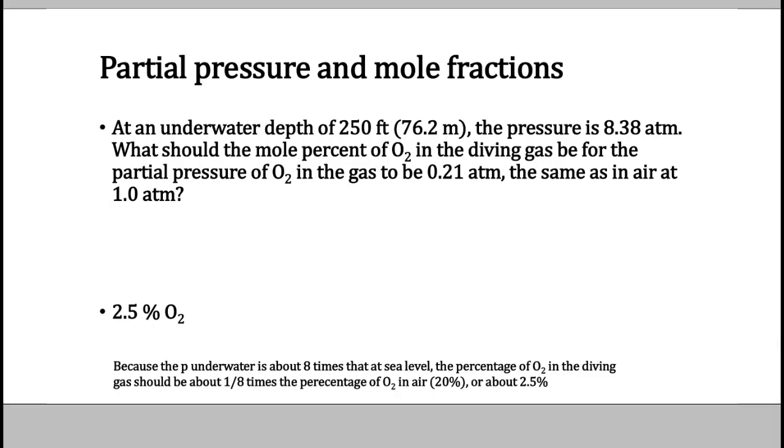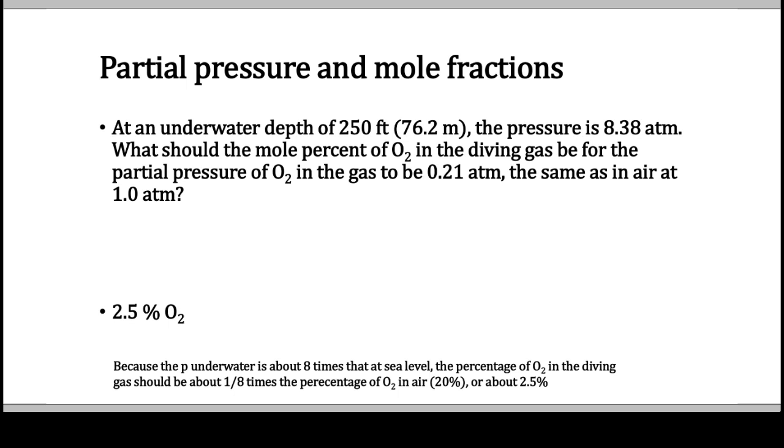Here's another example. So this says that at an underwater depth of 250 feet, the pressure of a tank is 8.38 atmospheres. What should the mole percent of oxygen in the diving gas be for the partial pressure of O2 in the gas to be 0.21 atmospheres? The same as it is in air at 1 atmosphere.